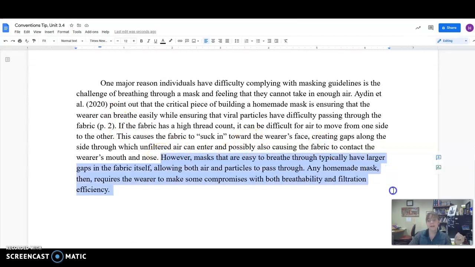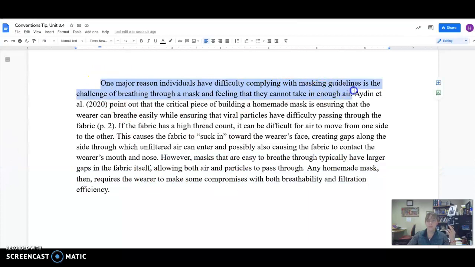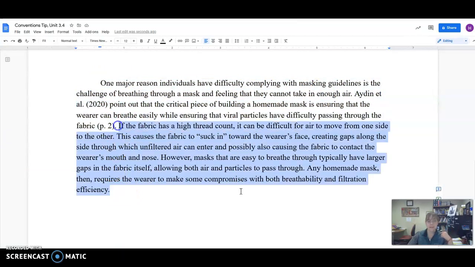But if we get a mask that we can breathe through, then it's also pretty likely that moisture and droplets from your environment can pass through the mask. So we have to make some compromises. We have to find a way for us to be able to breathe while we catch most of the viral particles. Okay, again, introduce, deliver the information, discuss the information.